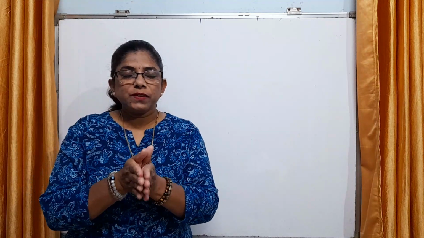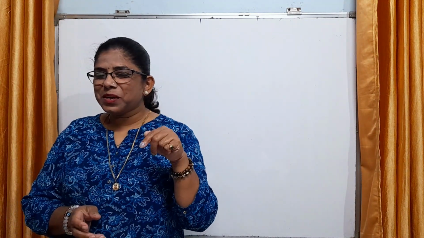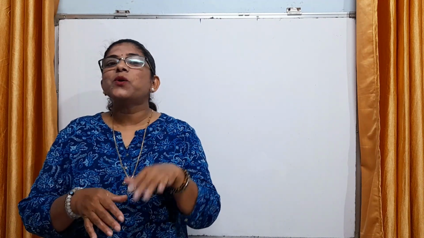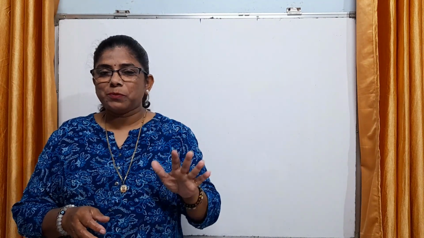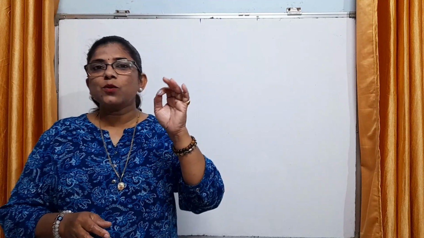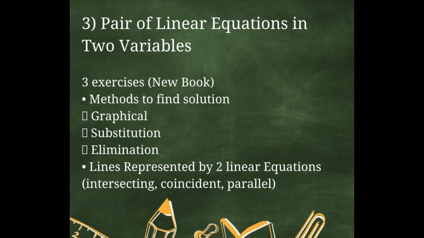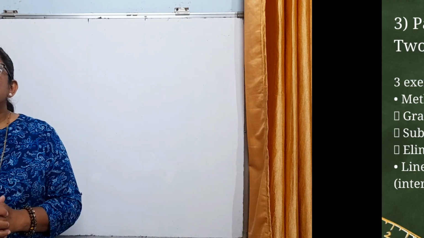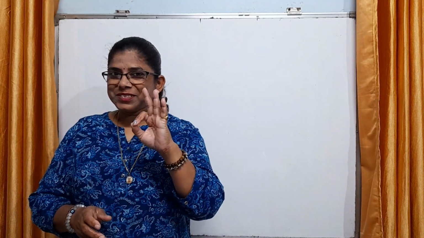Means all these things were there in your old syllabus, but now in your new book, instead of 6, there are going to be only 3 exercises of this chapter. And these 3 exercises are going to be based on the graphical method to find the solution of these equations, how the lines representing these two pair of linear equations are, that is whether they are intersecting, coincident or parallel, substitution method and elimination method. Means there are going to be only 3 exercises.